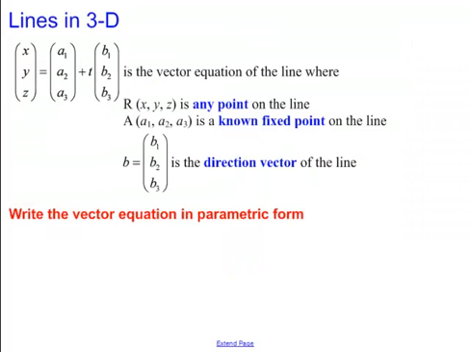In three-dimensional lines, my r now is a point. I'm not going to draw this one. It's a little bit harder to see three-dimensionally. And then A1, A2, A3, that's going to be some fixed point on the line. And then b again is the direction vector. So this is telling us which direction it's going to go. So I can do my parametric equations.